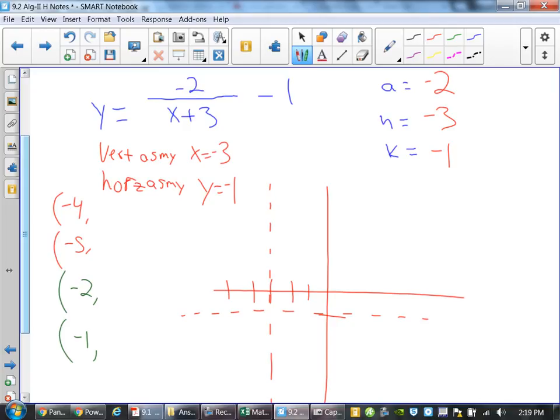So, what's negative 4 plus 3? What's negative 2 divided by negative 1? 2. What's 2 minus 1? 1. So at negative 4, we're at 1. Do the same thing with negative 5. What's negative 5 plus 3? Negative 2. What's negative 2 divided by negative 2? 1. What's 1 minus 1? 0.